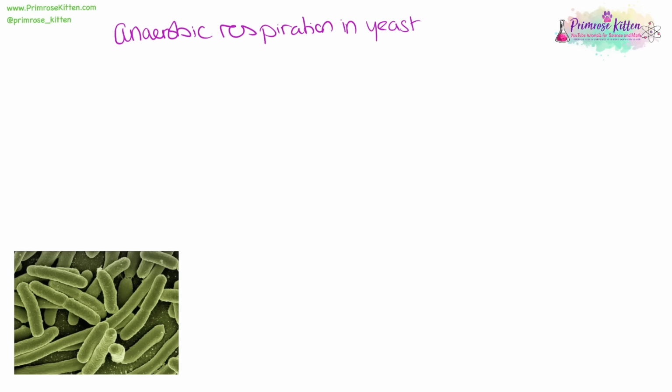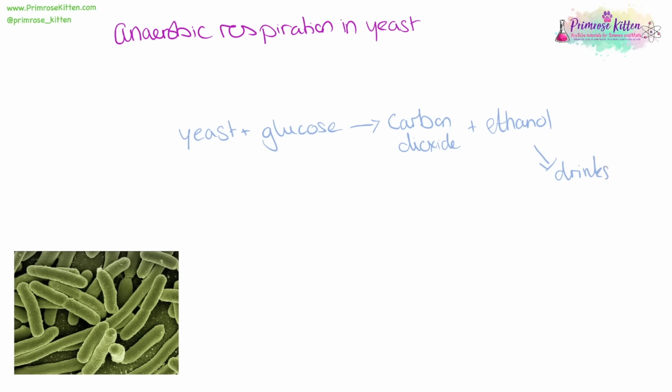Anaerobic respiration can also take place in yeast. So yeast will take the glucose and convert it into carbon dioxide and ethanol. Ethanol is used in drinks and cleaning products. And carbon dioxide is used for a variety of things, but when we talk about it in the context of yeast, that is what's going to make your cakes or your bread rise. Metabolism is the rate that chemical reactions take place in your body.